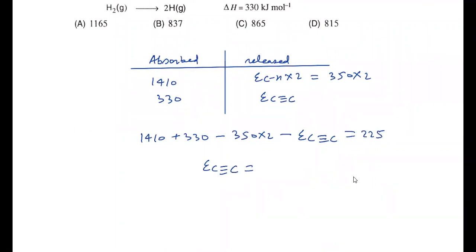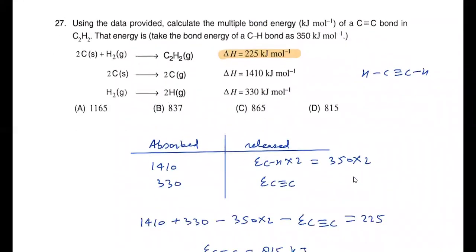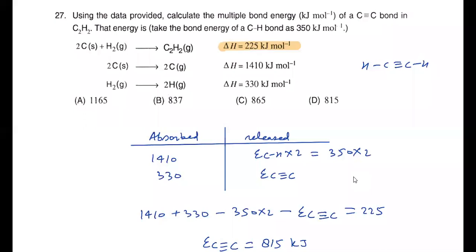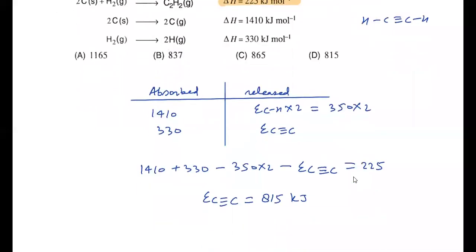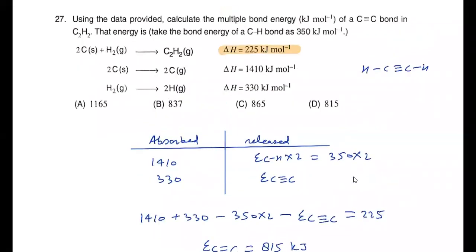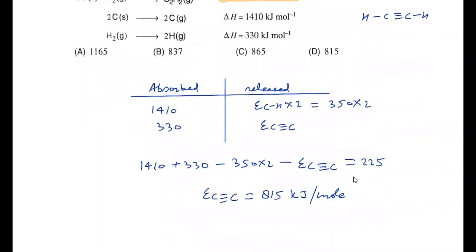Okay, solve it. It comes out to be 815 kilojoule per mole. This comes out to be 815 kilojoule per mole. So your answer will be D.